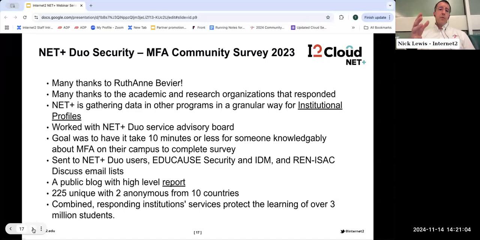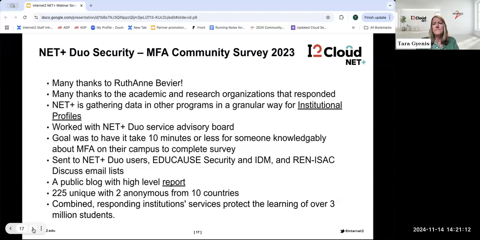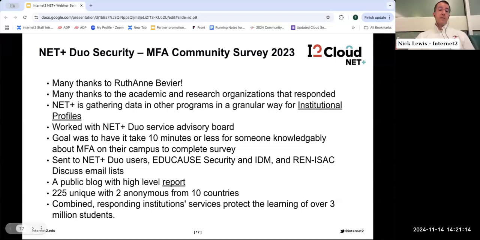We're trying to gather data on campuses' deployments, the Net Plus team is, to help other campuses improve how they're deploying multi-factor authentication or other services on their campus. Other programs are doing institutional profiles in a more granular way, but we thought we'd try something slightly different for Net Plus Duo.